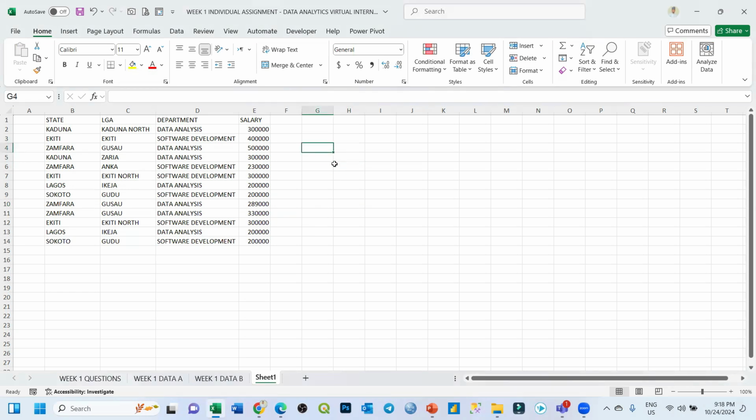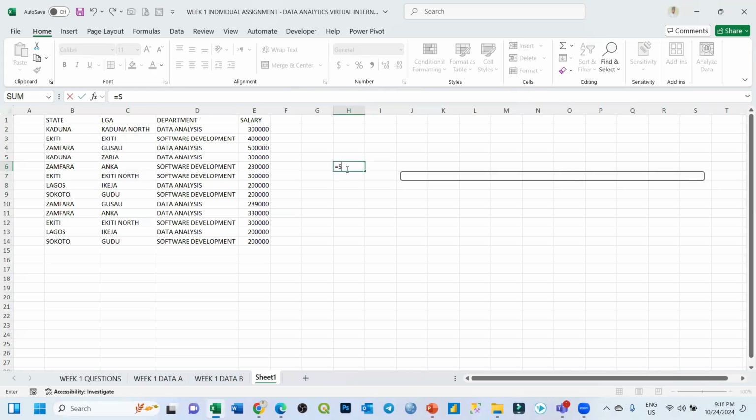So now, I want to find the total salary of those that are from Zamfara and Gusau LGA. Look at it. We have different LGAs in Zamfara. It's not only Gusau that we have, but we are only trying to get for the Gusau. If I ask you just to find for Zamfara State, you know how to do that. SUMIF will do that for you. But now we have an additional condition, that is those that are from Gusau also.